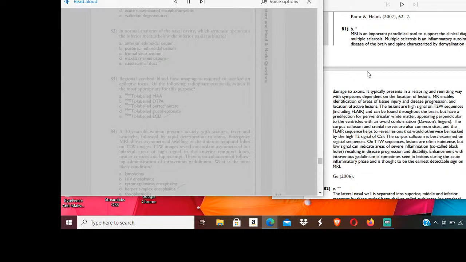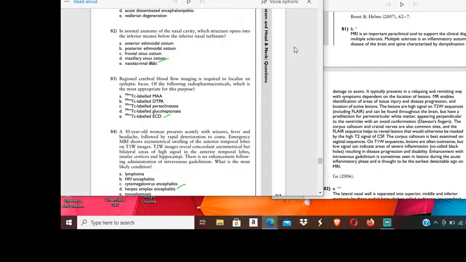D. Acute disseminated encephalomyelitis. E. Wallerian degeneration. 82. In normal anatomy of the nasal cavity, which structure opens into the inferior meatus below the inferior nasal turbinate? A. Anterior ethmoidal ostium. B. Posterior ethmoidal ostium. C. Frontal sinus ostium. D. Maxillary sinus ostium. E. Nasolacrimal duct.